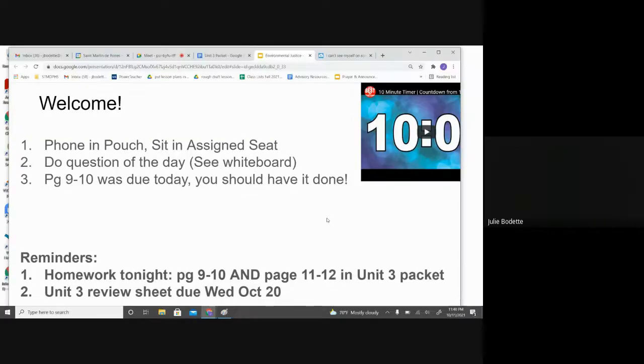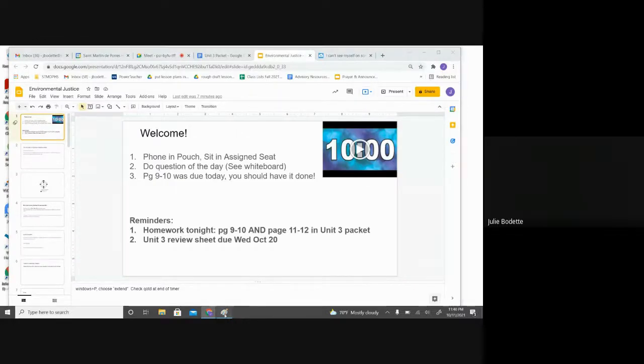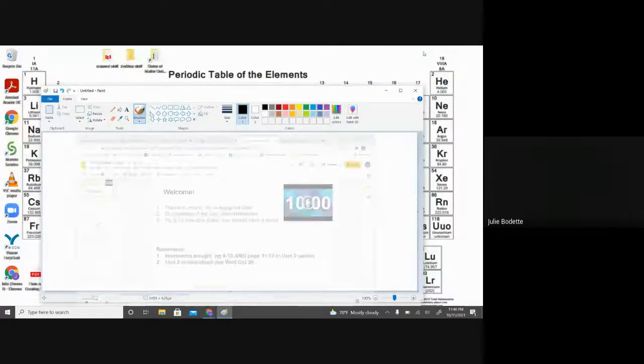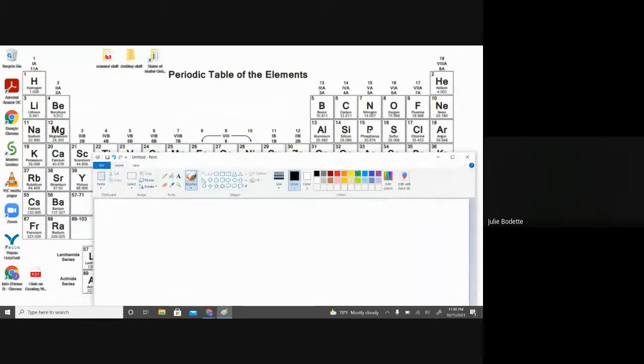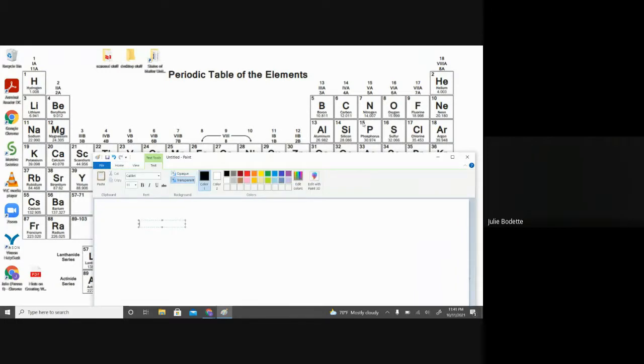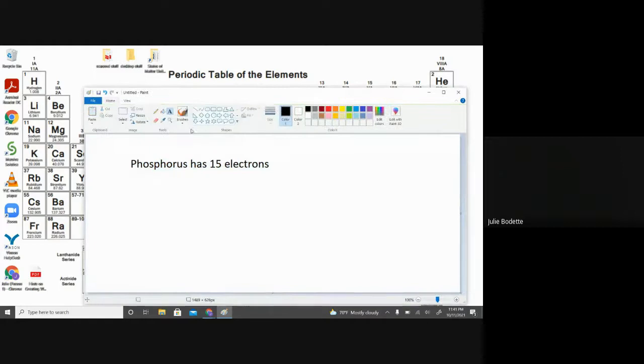Okay, so let's go ahead and start by going over the question of the day. The question of the day involved phosphorus, which is right here on our periodic table. Phosphorus has 15 electrons based on this number 15 right here. You should have hopefully gotten that part correct. And we will go ahead and draw the Bohr diagram for phosphorus.